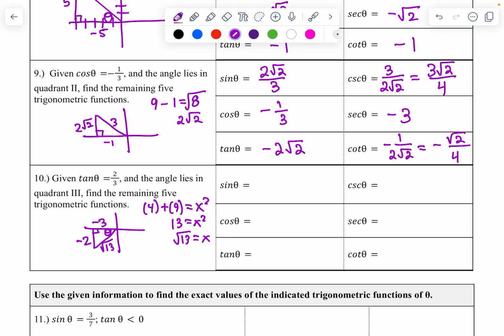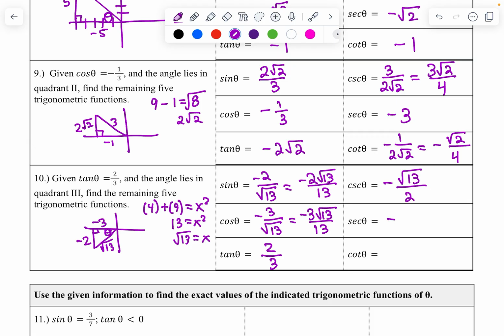So sine is opposite over the hypotenuse, so we'd have -2 over the square root of 13, but we'd have to rationalize, so we get -2 times the square root of 13 over 13. Cosine would be -3 over the square root of 13, but again, we would rationalize and have -3 times the square root of 13 over 13. Tangent is opposite over adjacent, so that's where the positive 2/3 comes in they gave us. Cosecant, we take the reciprocal of the sine, so it's just negative square root of 13 over 2. Reciprocal of the cosine gives us secant, and then reciprocal of tangent gives us cotangent. So this one was in quadrant 3, where the tangent and cotangent are positive, everything else is negative.